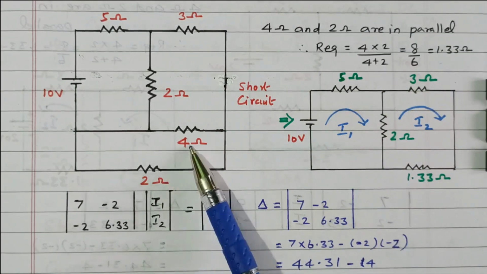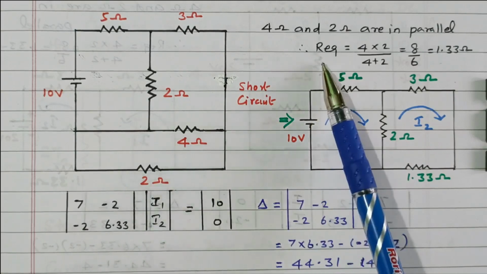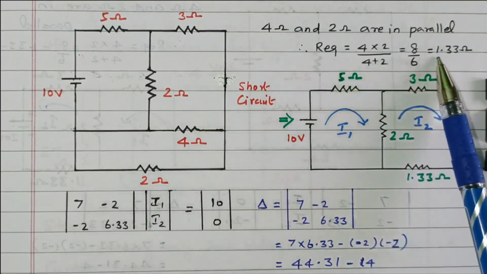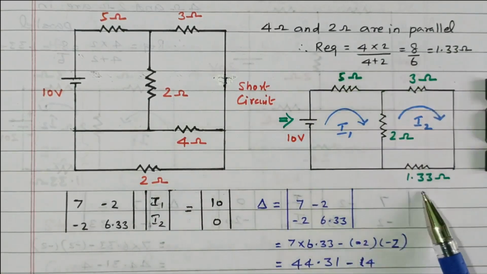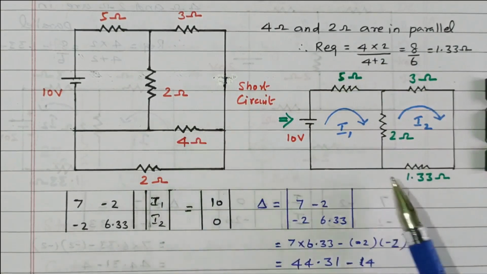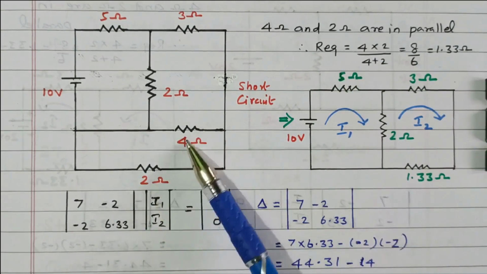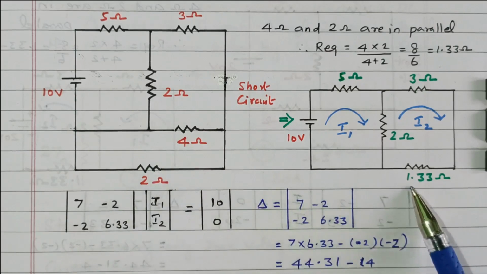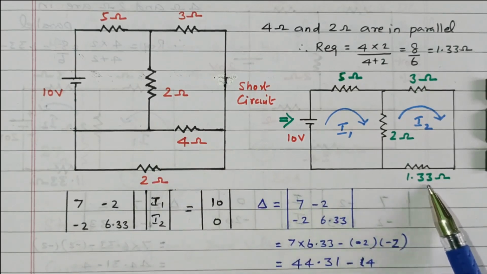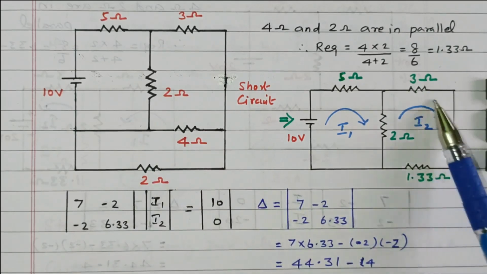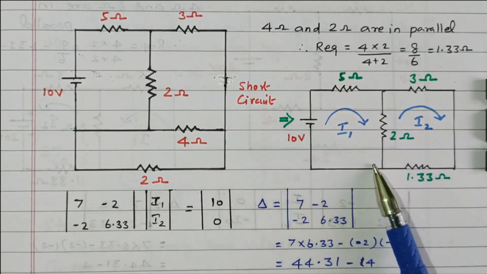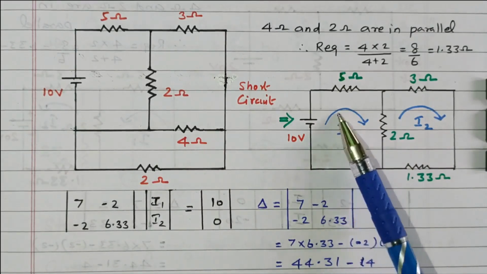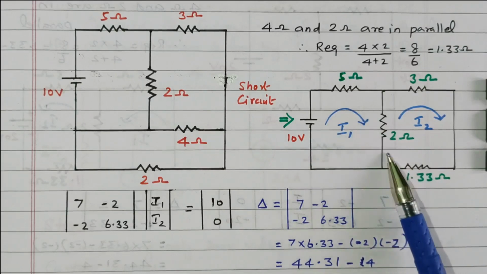These 2 ohm and 4 ohm resistors are connected in parallel, so the equivalent resistance is 1.33 ohm. That is available here. After simplification, the equivalent resistance is 1.33 ohm. Now the circuit is further simplified. Our aim is to find the current through the 2 ohm resistor.